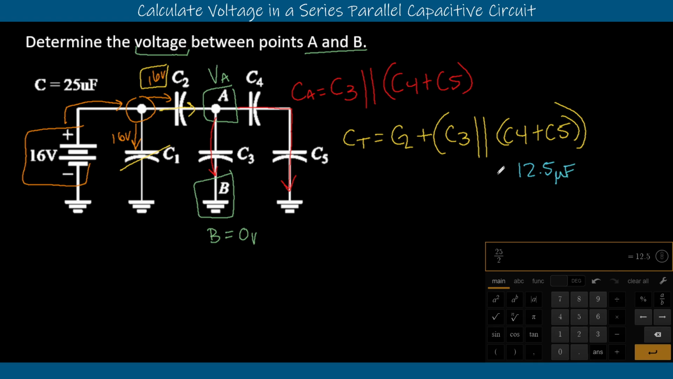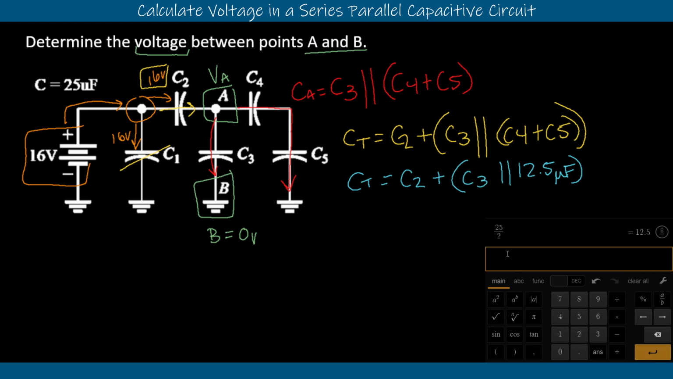We'll bring down the rest of our equation. That's in parallel with C3, and that's our next stage here. Then we'll put that in series with C2, and that's going to equal our CT. So we'll keep going here. We have our 12.5 microfarads in parallel with our C3. We know that's 25 again, so we'll put that into our parallel equation. That's just summing them together. So we'll say that we have 25 microfarads plus 12.5 microfarads, and that gives us a total parallel capacitance there.